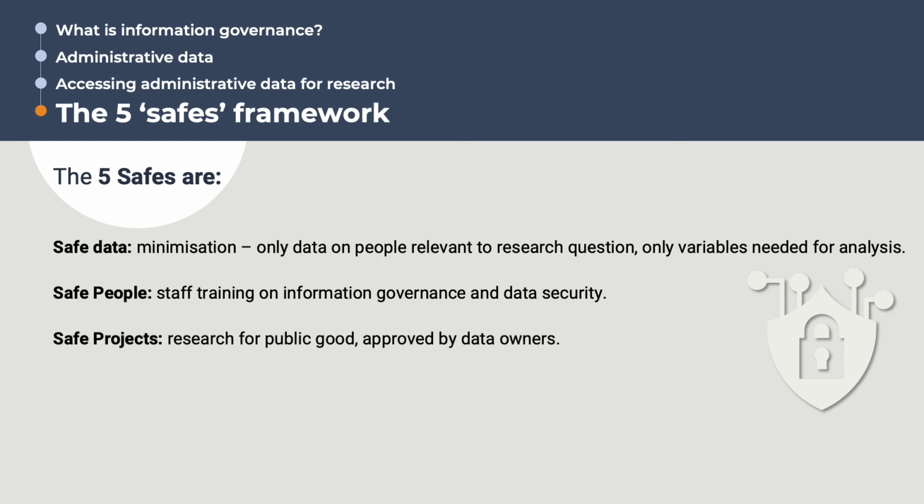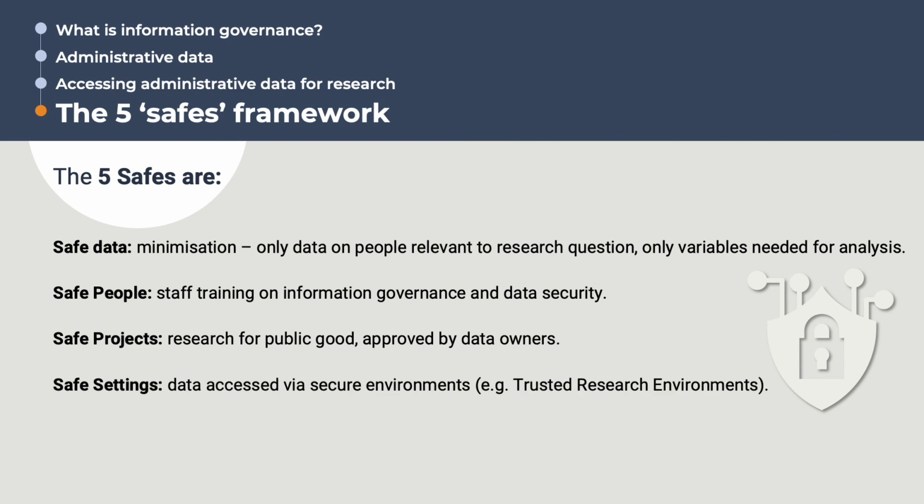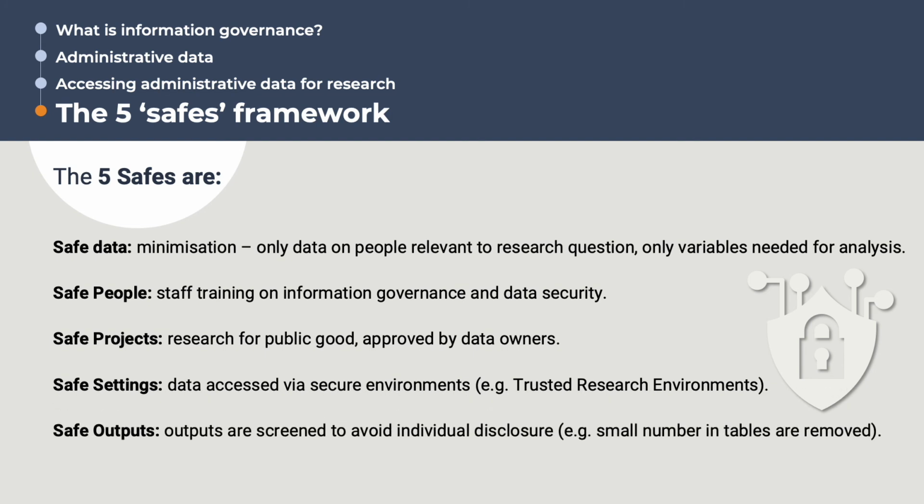Third, safe projects. Research should be for the public good, for example, to improve public health or reduce inequalities in educational outcomes. And the research should be approved by data owners. Fourth, safe settings. Data need to be accessed via secure environments, for example, trusted research environments. Fifth and finally, safe outputs. Outputs are screened to avoid individual disclosure, for example, small number suppression in tables and graphs.